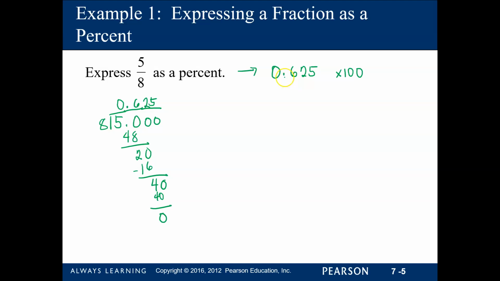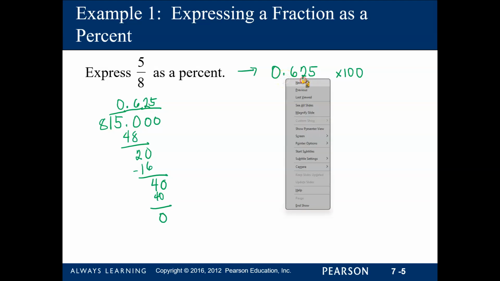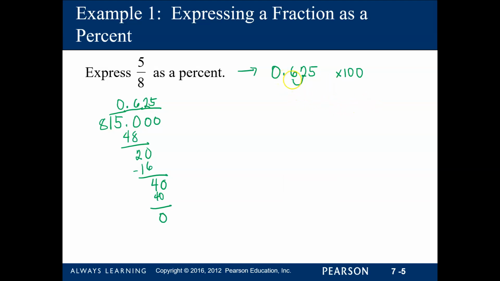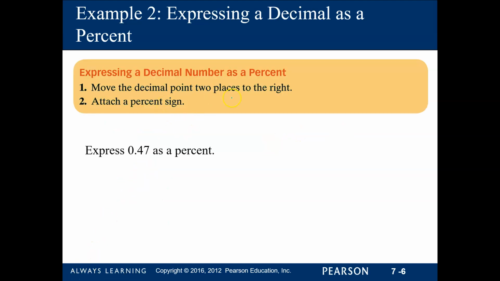And when doing that, we only need to move the decimal place 2 to the right. And so 5 over 8 is now equivalent to 62.5%. That's how we express fractions into percents.